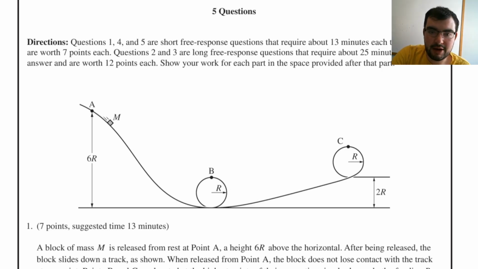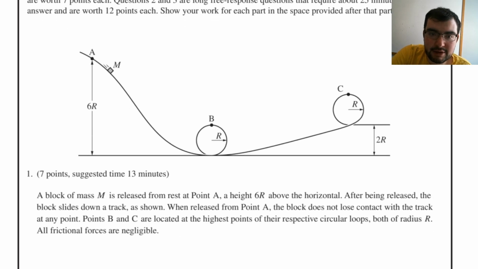All right, now on to some AP1. So, we got a block of mass M released from rest at point A. Then it's going to go down this hill, do a loop-de-loop, go up a little bit, and do another loop-de-loop. So this is definitely some energy and centripetal stuff going on. And this is my first time through it, so if I make any mistakes, feel free to correct me. But I'll give it my best shot.